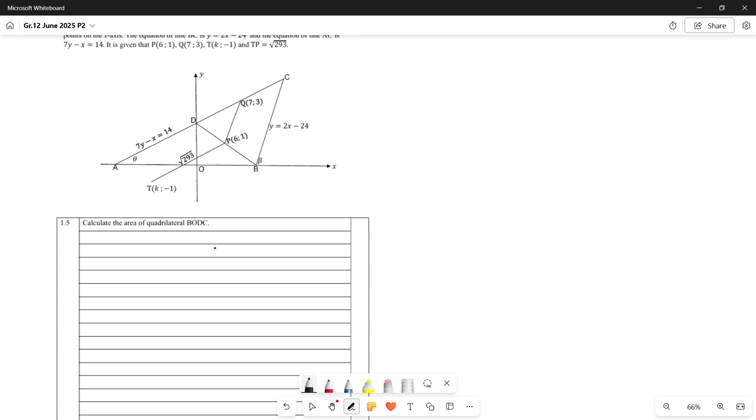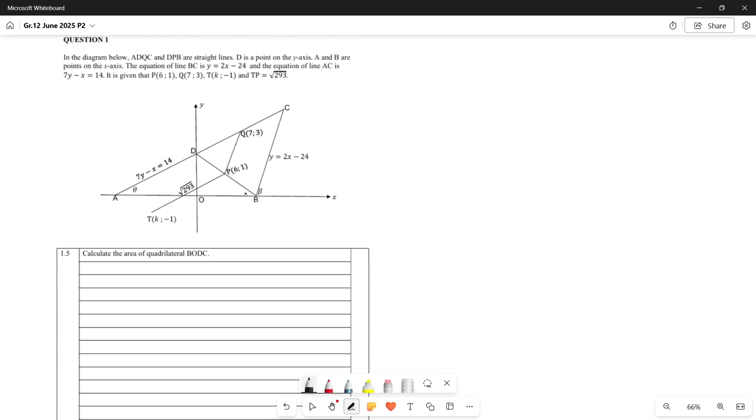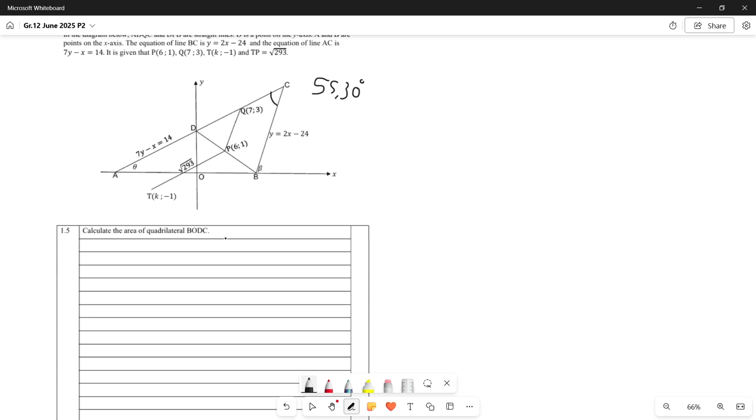So now we have question 1.5. It says calculate the area of quadrilateral BODC. Okay, so we just calculated angle C over here. That was 55,30. So they want the area of quadrilateral BODC. Okay, so this irregular looking shape kind of looks like a kite a little bit, but we aren't entirely sure.